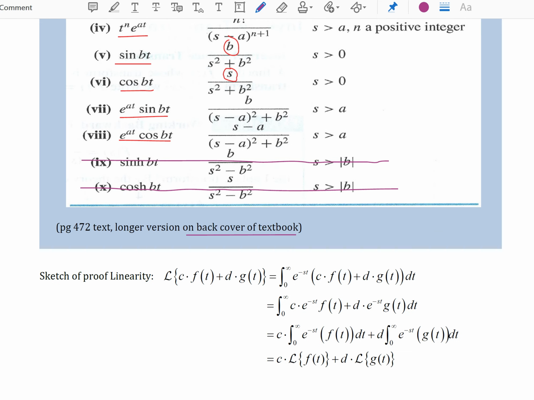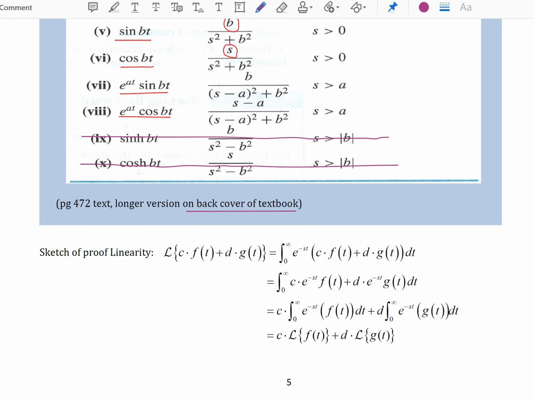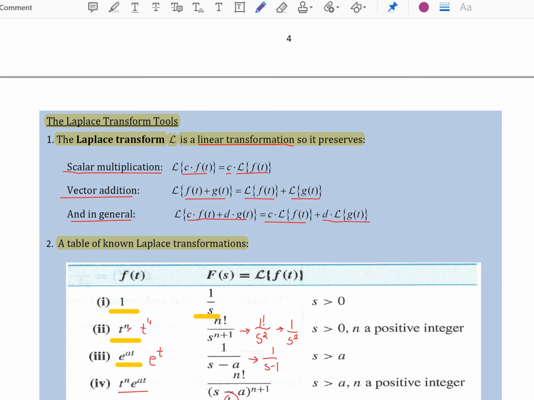Now, I did include a brief sketch for what the proof of linearity would look like. Remember, our very first Laplace transform tool was that the Laplace of a scalar multiplication of a function is the scalar multiplication of the Laplace, or vector addition, or, you know, the general Laplace transform of a linear combination of two functions.